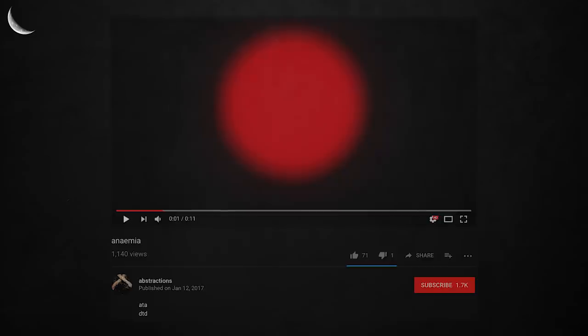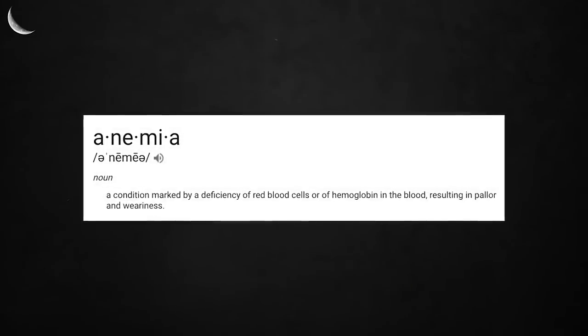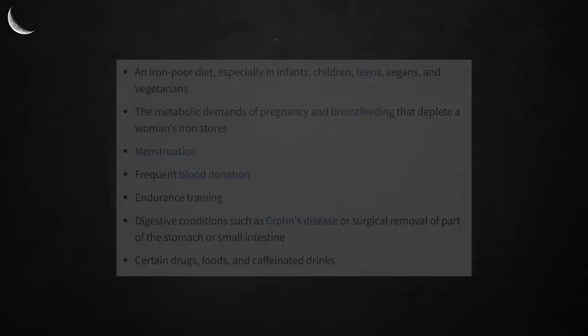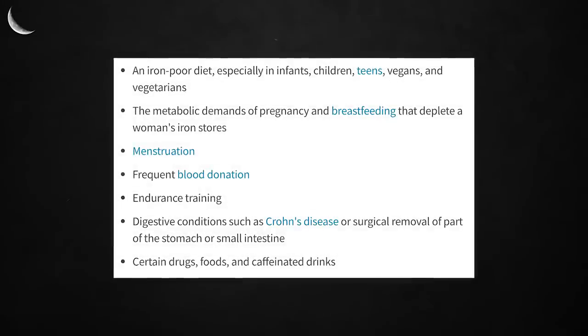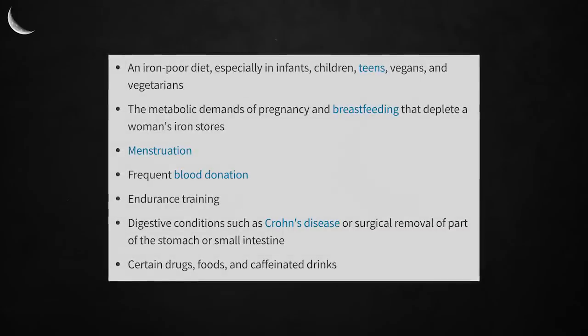Let's press on. I want to jump forward to the video, Anemia. Anemia, by definition, is a medical condition that results in low red blood cell count in the body. This is primarily caused by lack of iron in one's blood, and could come from a variety of factors such as diet or inheritance. Take a look at this entry.